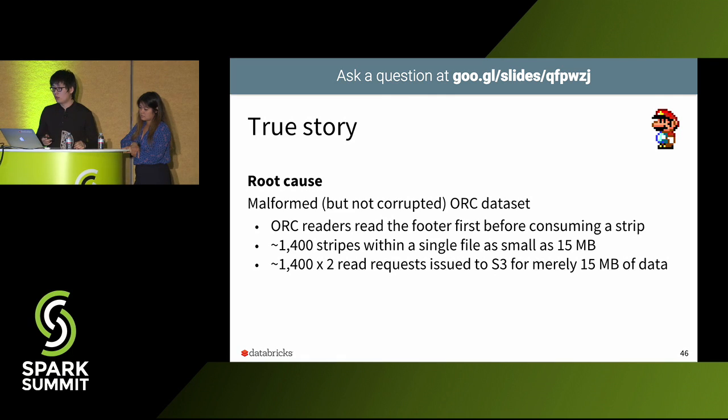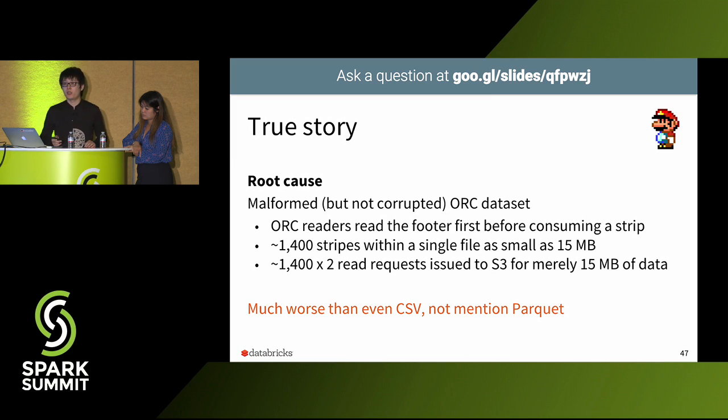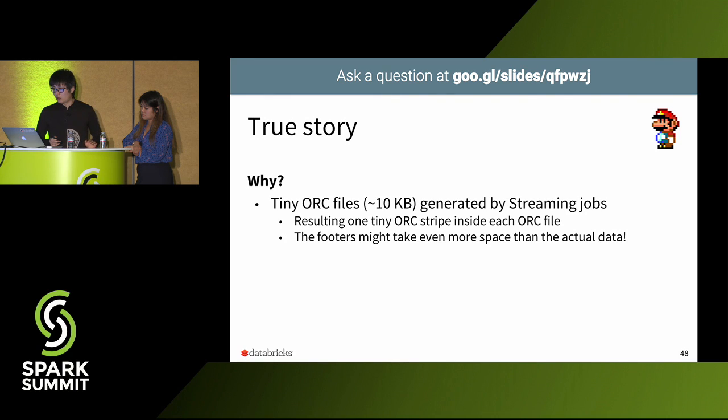cause extra I/O requests to S3. Basically, you need to issue over 2,000 read requests to S3 to read merely 15 megabytes of data. So that's even worse than CSV, not to mention Parquet. But why did our customer hit this kind of issue? Because tiny ORC files were generated by streaming jobs, resulting in one tiny ORC stripe inside each ORC file.